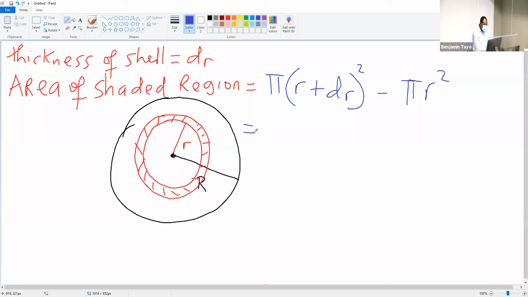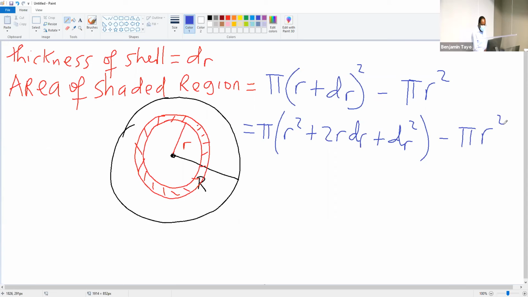If you expand this, it is pi times r squared plus 2r dr plus dr squared. Now, do you see that if you expand all of this, the pi r squared cancels with the pi r squared, so this is equal to 2 pi r dr plus pi dr squared. In calculus, we set the dr squared term equal to 0.